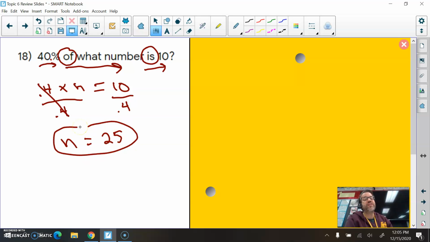25. And you can check to see, is this answer reasonable? 40% of 25, does that equal 10? Well, 40% of 25 does equal 10. 10 is a little less than half of 25. 40% is a little less than 50%. So it seems reasonable. Yes, it's correct.